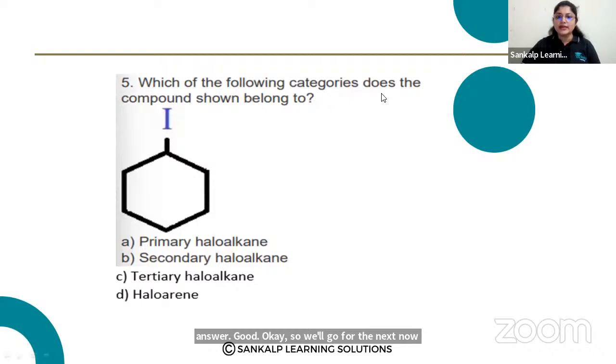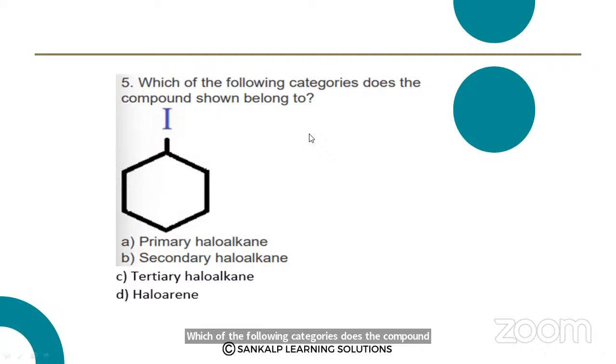Which of the following categories does the compound belong to? A, primary haloalkane; B, secondary haloalkane; C, tertiary haloalkane; D, haloarene.